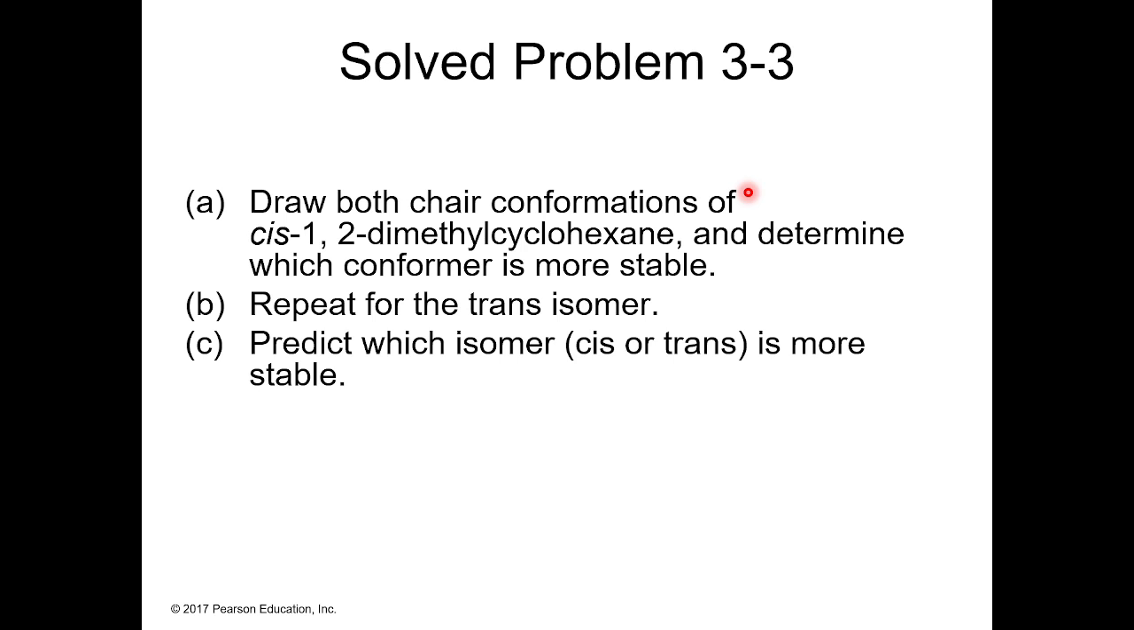So we're working on this problem here. Okay. So cis-1,2-dimethyl cyclohexane, draw that out for the 2 conformers and figure out which one's more stable. Then do it for the trans, and then predict which isomer, cis or trans, is more stable.